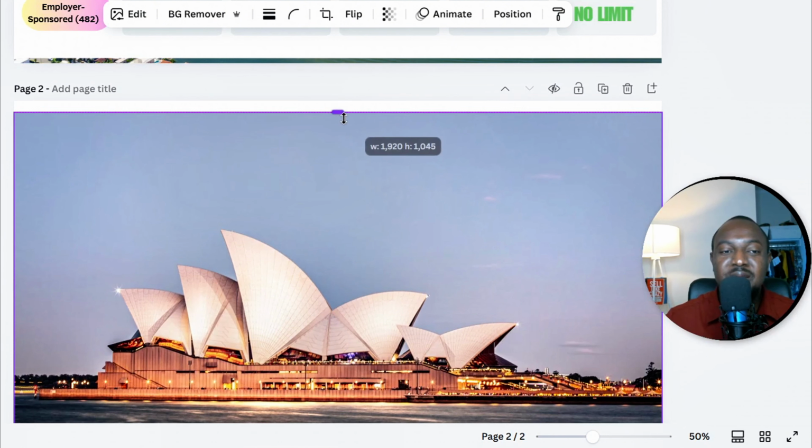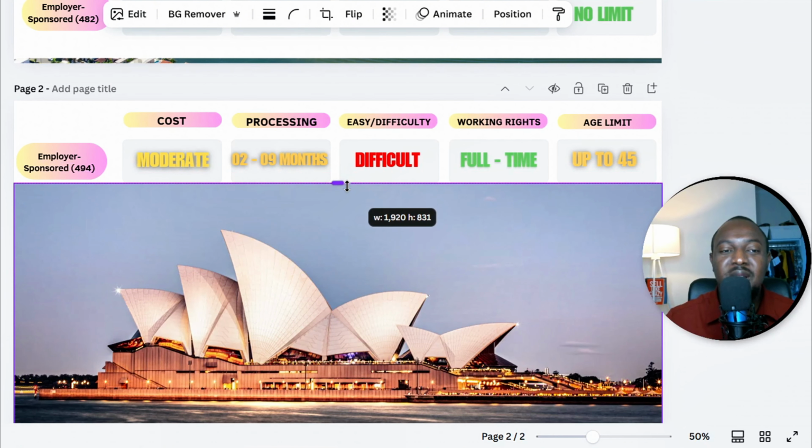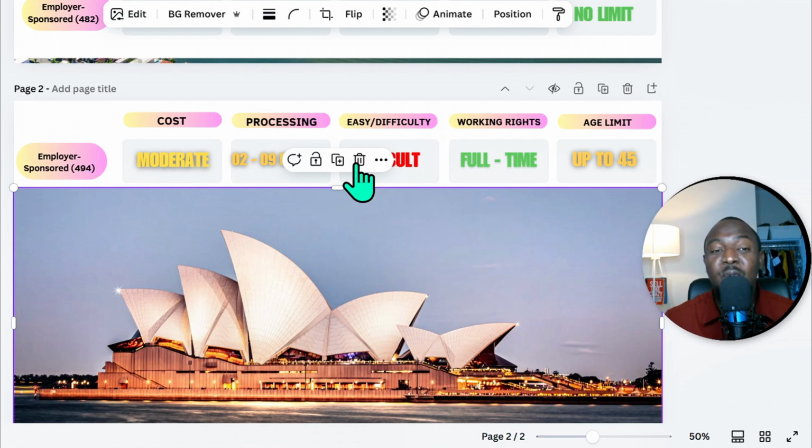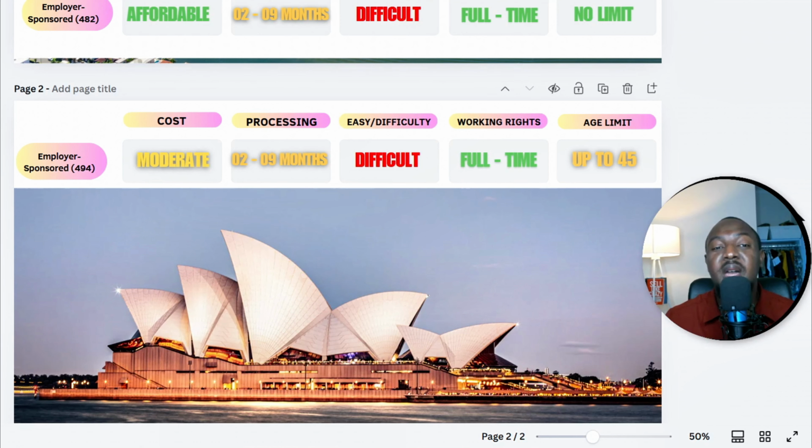Next on the list, we are almost done, guys. So next on the list is employer sponsored 494. So 494 basically means you are moving to a regional area to live and work for an employer. Cost is of course moderate. Again, it depends on when you find an employer. Processing time to be looking around 2 to 9 months.